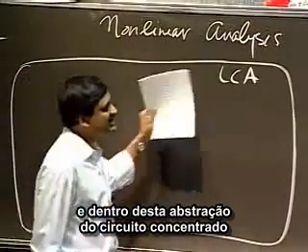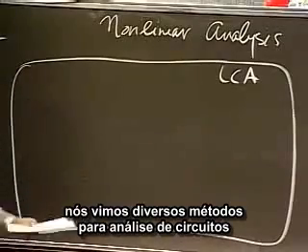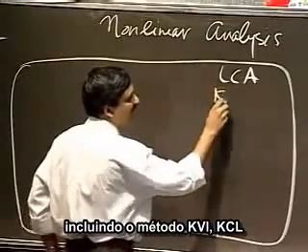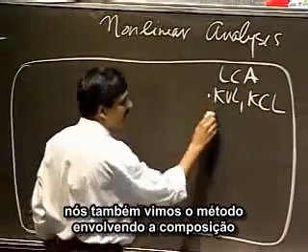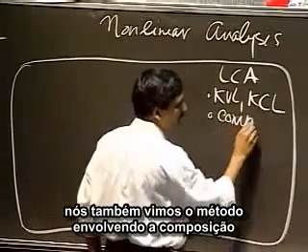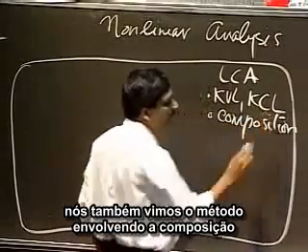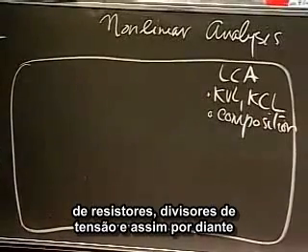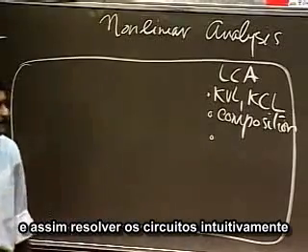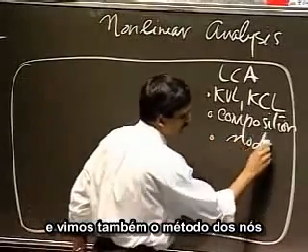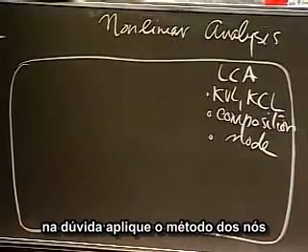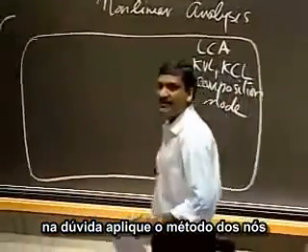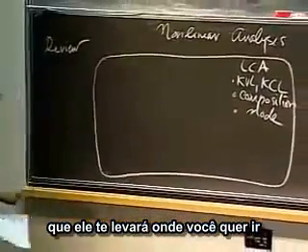And within that lumped circuit abstraction, within this playground, we looked at several methods of analyzing circuits, including the KVL, KCL method. We also learned the method involving composing resistors, the voltage dividers, and so on, and solving circuits intuitively. And we also looked at the node method, which is kind of the workhorse of the circuits industry. So when in doubt, apply the node method, and it will get you where you want to go.